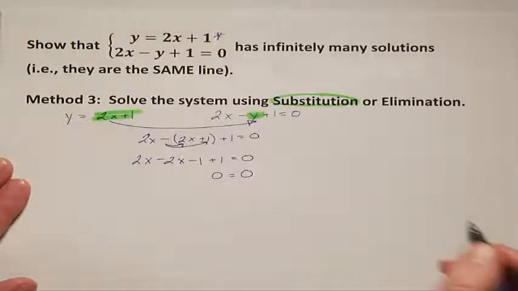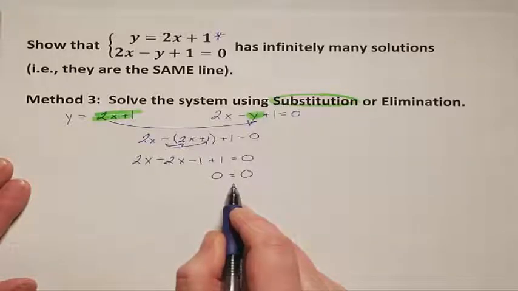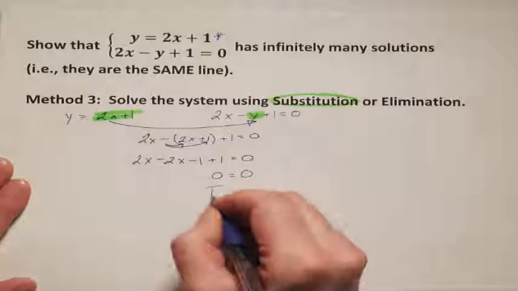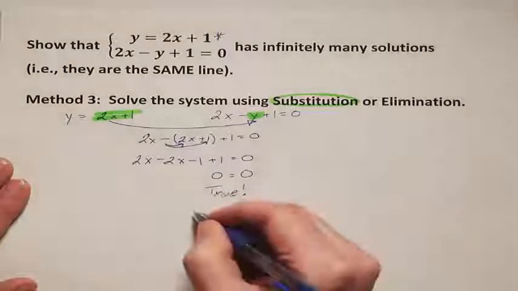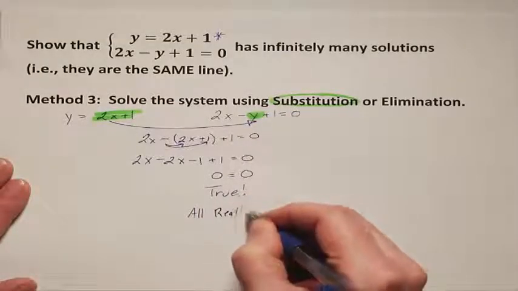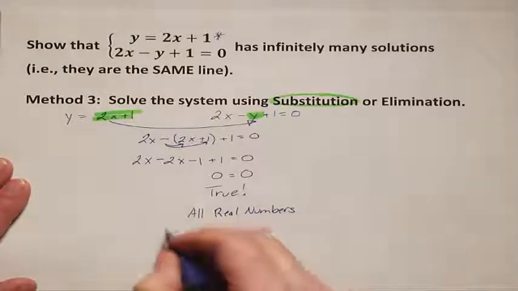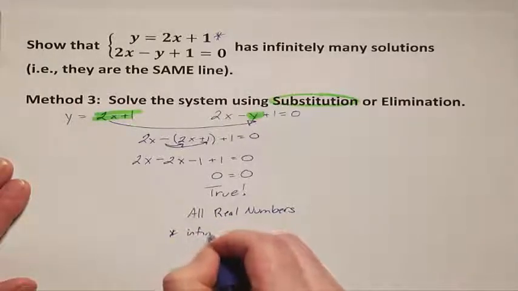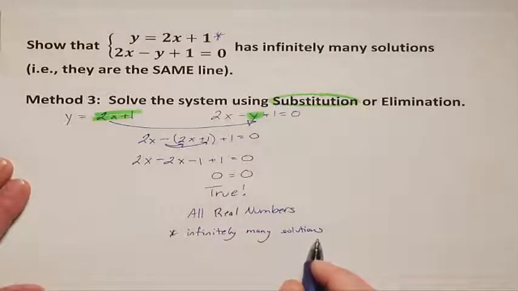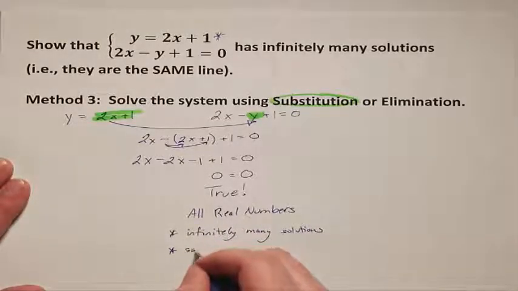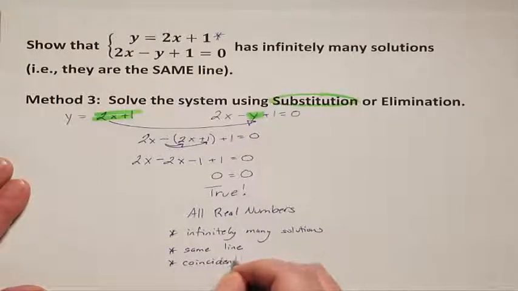Remember in Chapter 2, solving equations. If your variables all canceled out and you were left with a mathematical statement, you have to judge, is this statement true or not? This statement is true. Now, if you remember, back in Chapter 2, if your statement was all true, you would have written all real numbers. If all of my numbers are a solution, how many solutions did I have? I had infinitely many solutions. If I had infinitely many solutions, that meant that these were the same line. And what a coinkydink. If they're the same line, they are coincident lines. Then you're done.